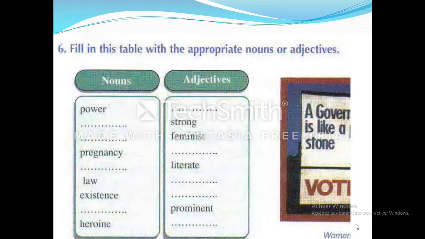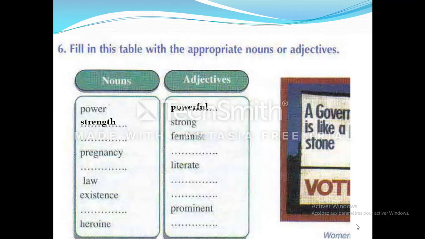So the noun here we have is power. So power becomes what? Becomes powerful. Very good. Now next we have strong. Strong here is an adjective. So to form it as a noun we say strength. Good. Nice. Next we have feminist.